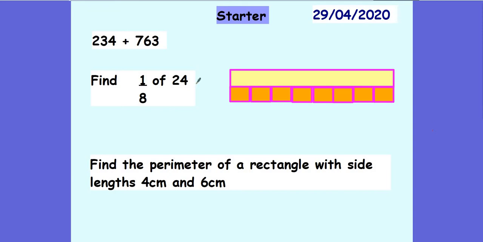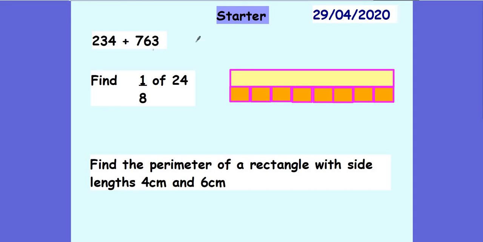Let's start off with a quick starter. Can you please add together 234 and 763? Can you then find 1/8 of 24? And then finally, find the perimeter of a rectangle with side lengths 4 and 6. Please pause the video for a couple of minutes and work those out in your light blue books now.